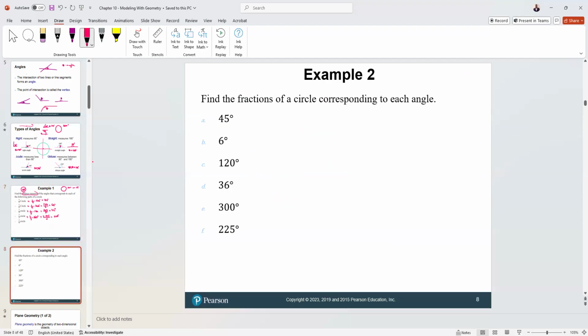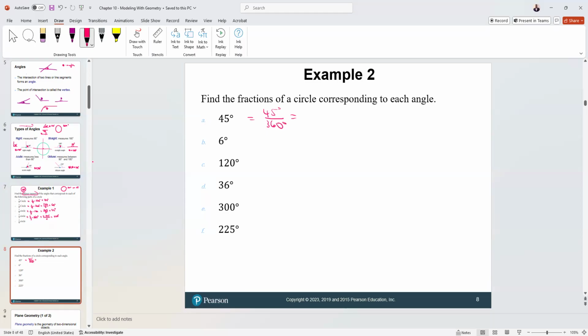We can also do a few other examples where they would ask us to find the fraction of a circle corresponding to each angle. So what is the fraction? In this case, it would be different from what they ask us to do here. So we said 45 degrees, find the fraction of a circle corresponding to each angle, right? So 45 degrees would be 45 over 360 degrees. You just need to divide.